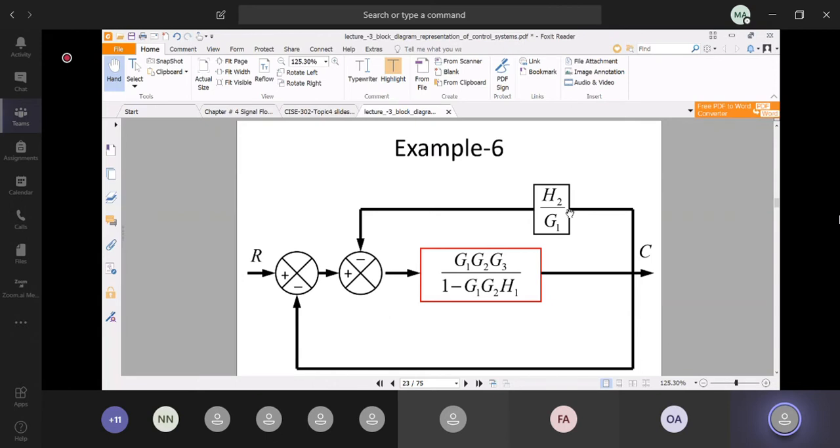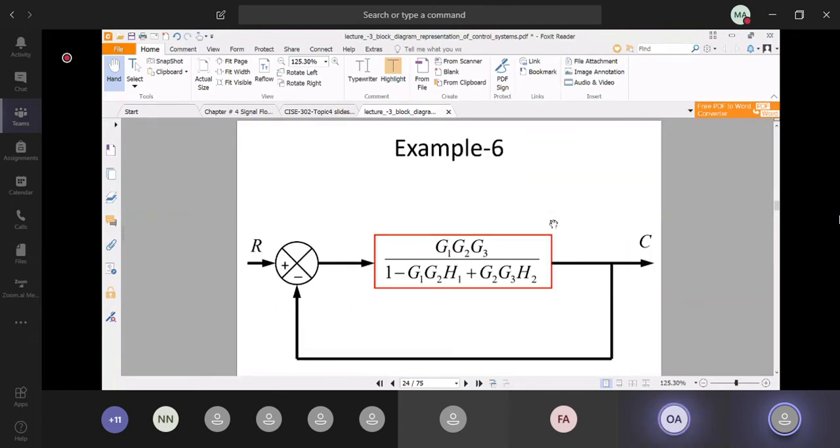HP. Okay, because it is equal to the forward gain over 1 minus the gain of the loop. So in this case, we have the forward multiplied by the feedback, so it will be 1 plus the GB multiplied by HP. Okay, so we can use the same technique. So we just get something like this one.